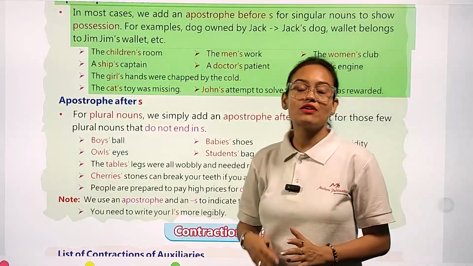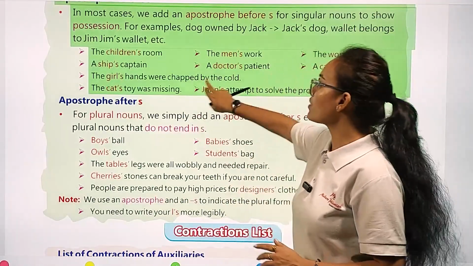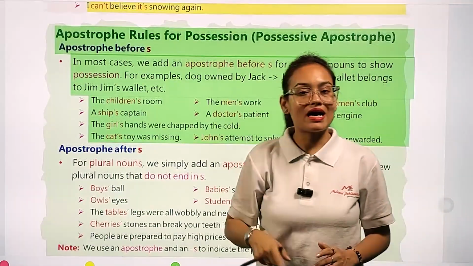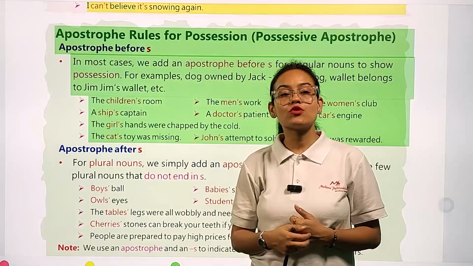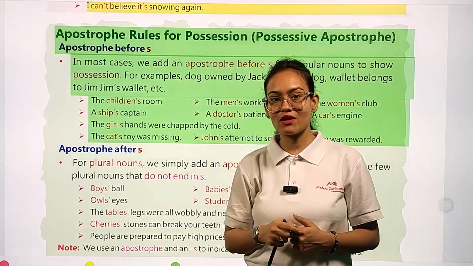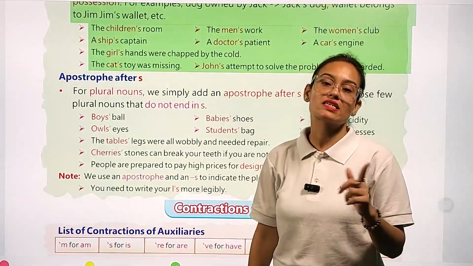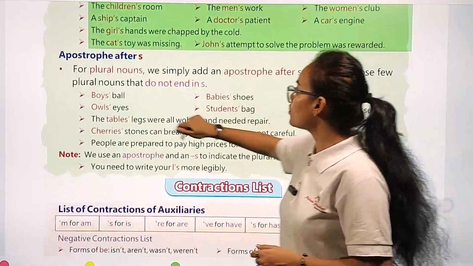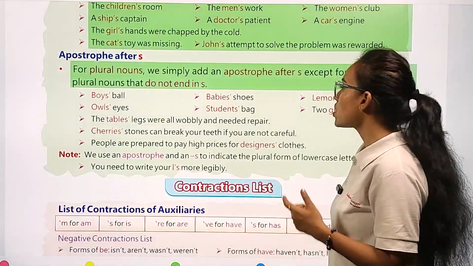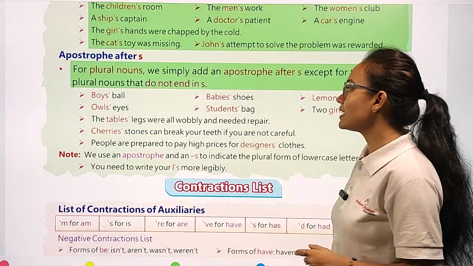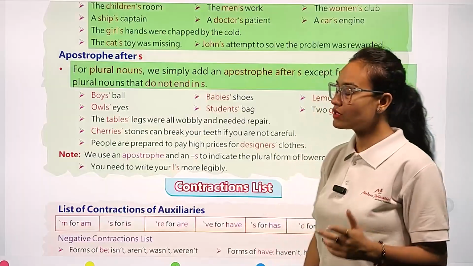Now, what happens if we put the apostrophe after the alphabet S? Till now, we have seen what happens and how we pronounce those words in which we put the apostrophe before S. Now we are going to see what happens if we put the apostrophe after S. For plural nouns, we simply add an apostrophe after S, except for those few plural nouns that do not end in S. So this goes generally for plural noun cases.